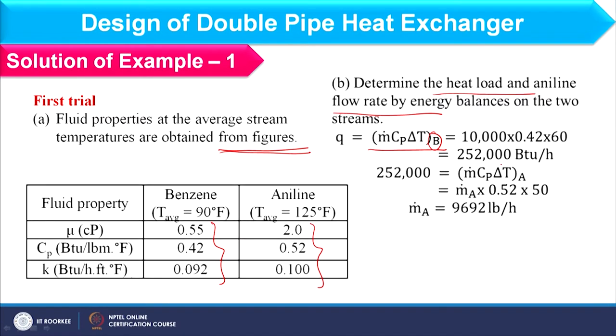252,000 BTU per hour is the heat duty which should be balanced with the m Cp dT of aniline, right, as A represents the aniline. So, when I make the balance, I find that 96.92 pound per hour flow rate is available for aniline. So, if you compare the flow rates of the two fluids, they are almost equal, right.